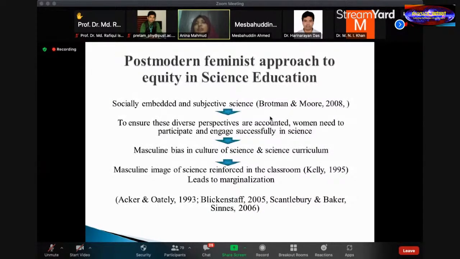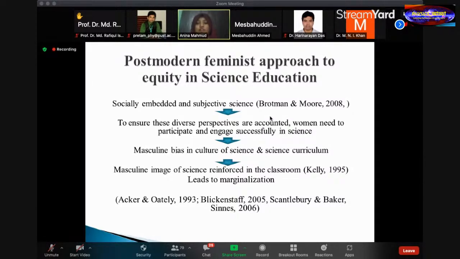That's why we are exploring gender issues in the higher secondary science classroom in Bangladesh from a postmodern feminist perspective. From this perspective, science is not value-free and objective. Science is socially embedded and subjective, and that's why we need increased participation of women in science education, to account for their perspectives and experiences and make a science that meets their needs.